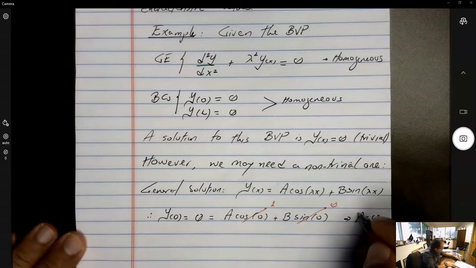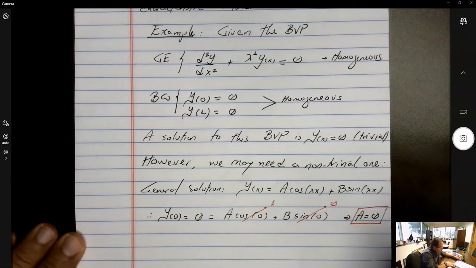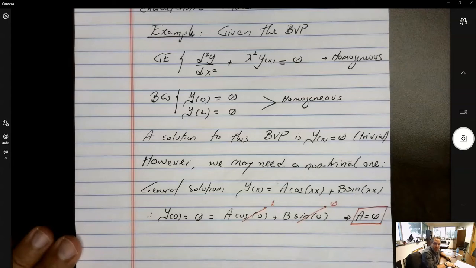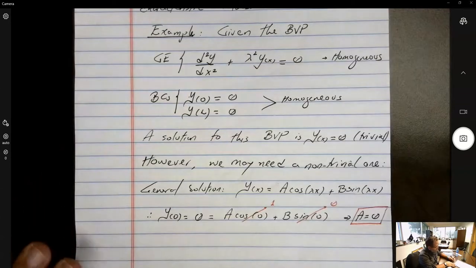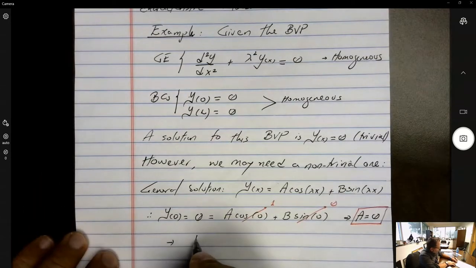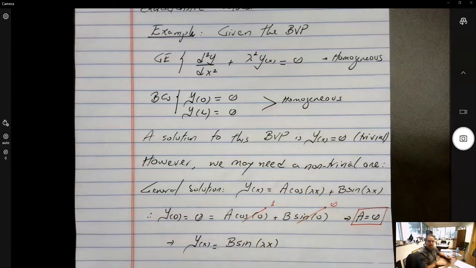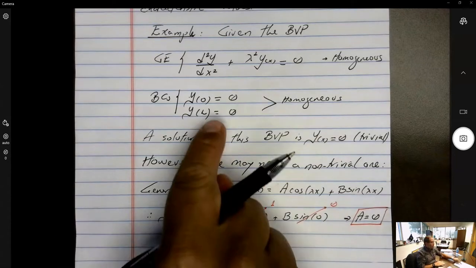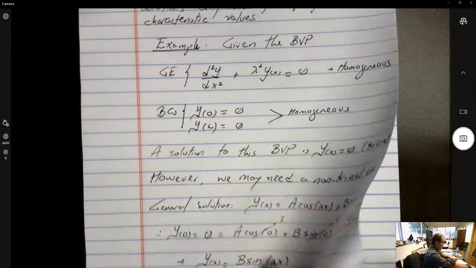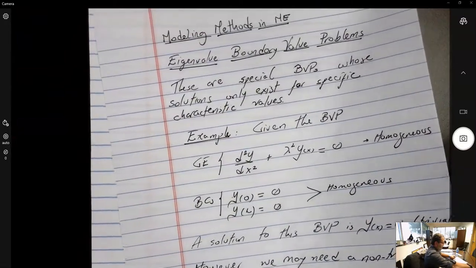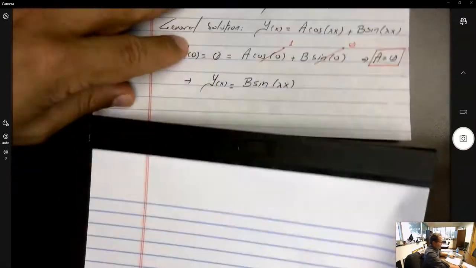So that is the first determination of a constant of integration using one of the boundary conditions. So what we have so far is y of x is equal to b times the sine of lambda x. That's what we have so far. We are yet to apply the second boundary condition. Now let's do that.